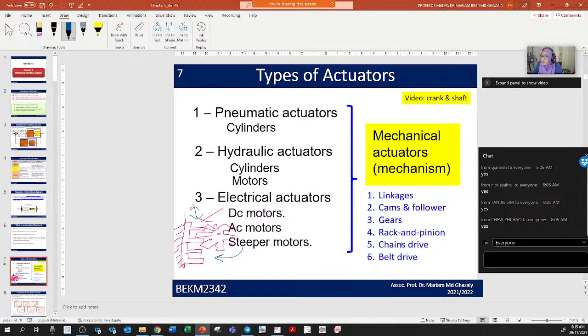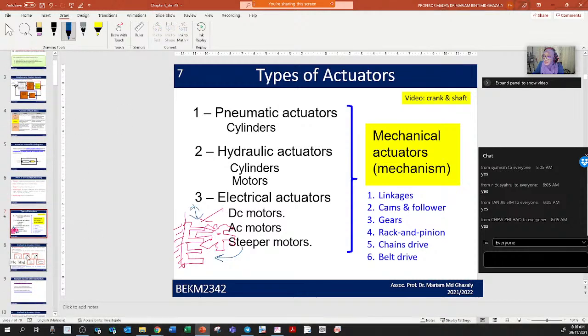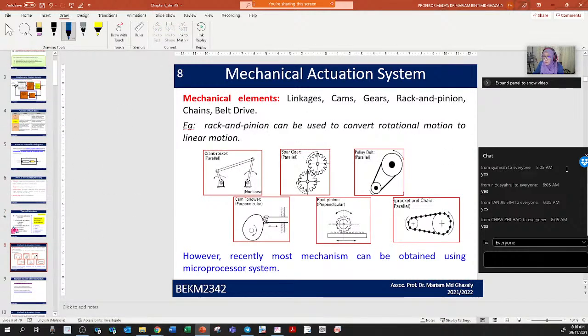The fifth one is chain drive. I think most of you are used to chain drives. You have the chain drive in your motorbike, in your bicycle. Number six is belt drive. Where do you have this belt drive? You have it in your car engine, or in your motorbike. Later we will go through one by one to get an idea why you use this type of mechanism. The video of the crankshaft is the one that I showed you, but I'm going to skip that. Later when we reach that topic, I will show it to you again.